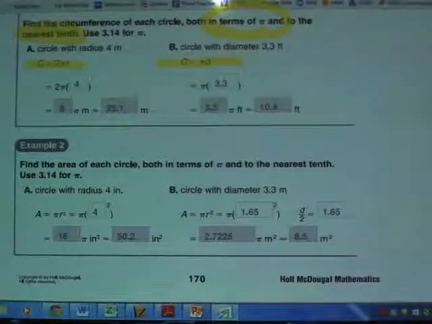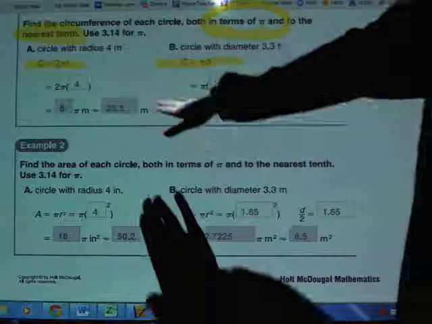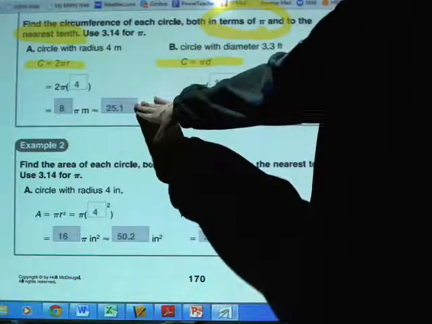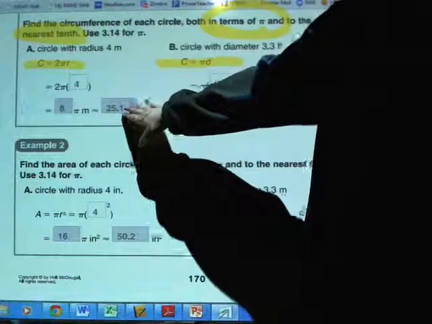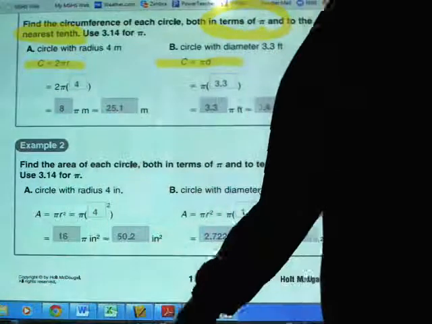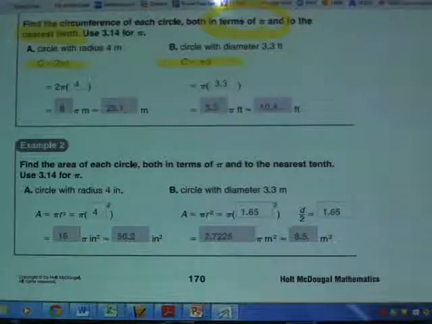Right? When we change it to 3.14, you know that 3.14 itself is an approximation. So once I change pi into 3.14 and then multiply, which is actually what they're showing you right here, this 25.1, that's not an exact answer anymore because pi was rounded to begin with, right? And we rounded this to the tenth, so it's even a little bit further off. But this 8 pi answer, that's an exact answer. That's exactly the circumference, 8 pi.